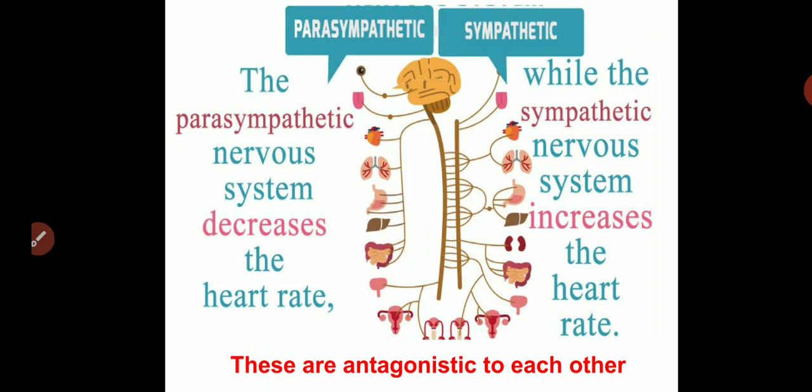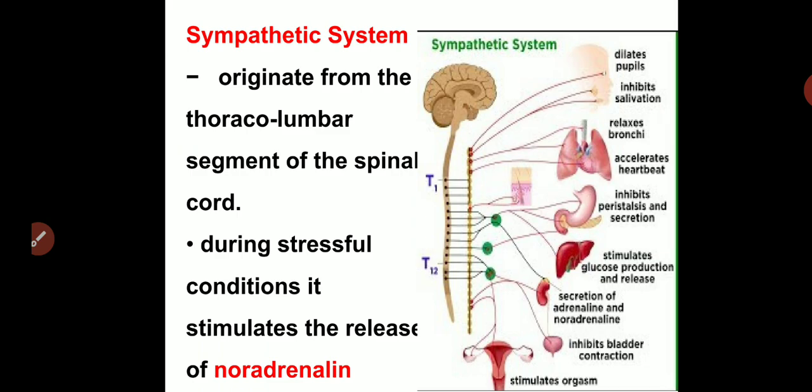So, these are antagonists to each other. One example is given here. The sympathetic nervous system increases the heart rate, whereas the parasympathetic nervous system decreases the heart rate. The sympathetic system originates from the thoracolumbar segments of the spinal cord, that is, in the thoracic region. And as I said, they do the work of instigating the secretion of adrenaline hormone.